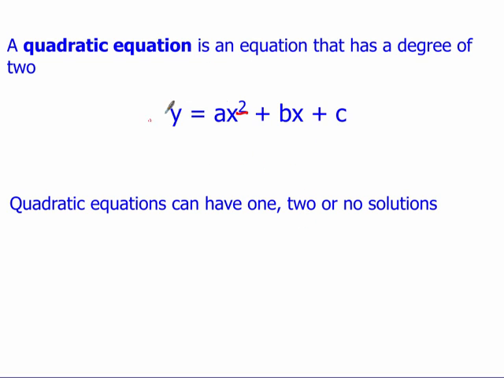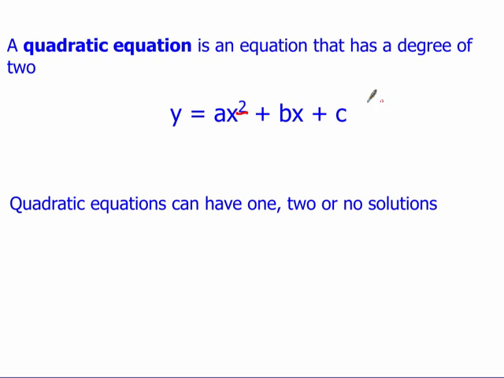And the general form of a quadratic equation is shown here. Y equals ax squared plus bx plus c. And a quadratic equation can have 1, 2, or no solutions. All right, remember back when we did linear equations, they could have 1, infinitely many, or no solutions. For a quadratic, it can have 1, 2, or no solutions.